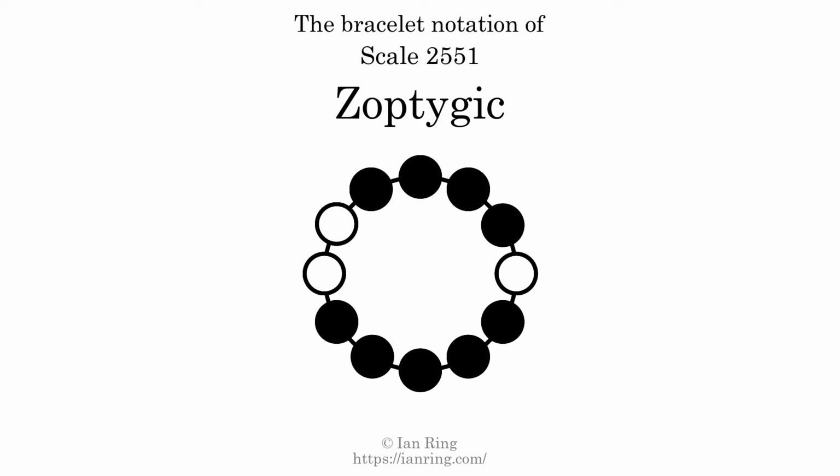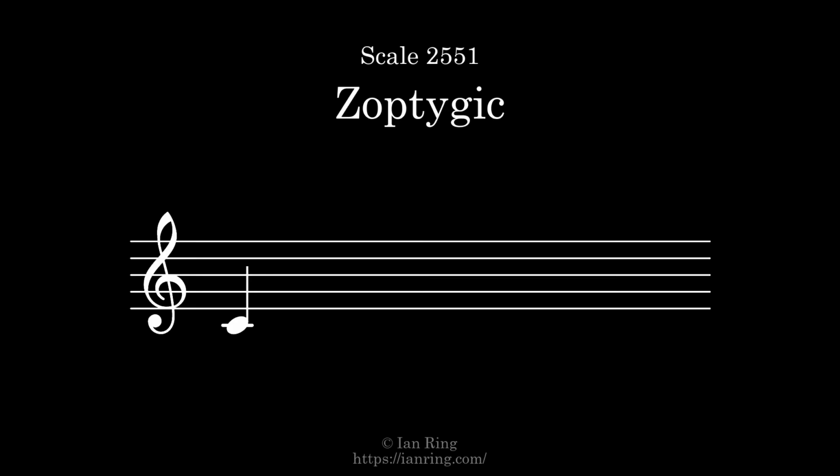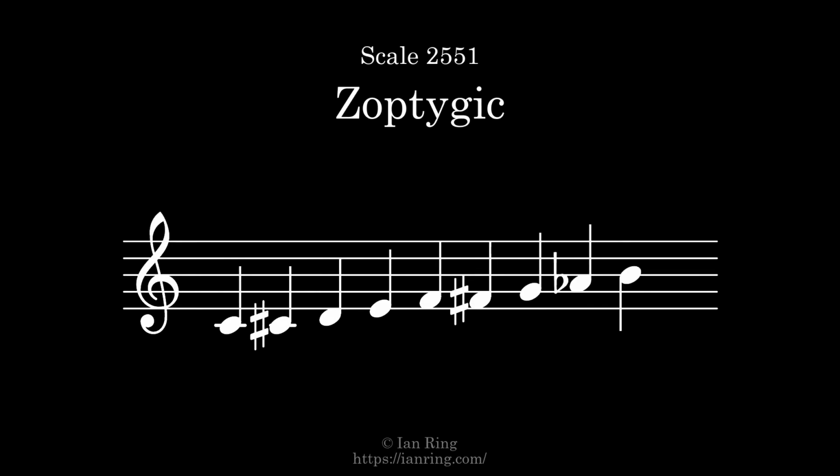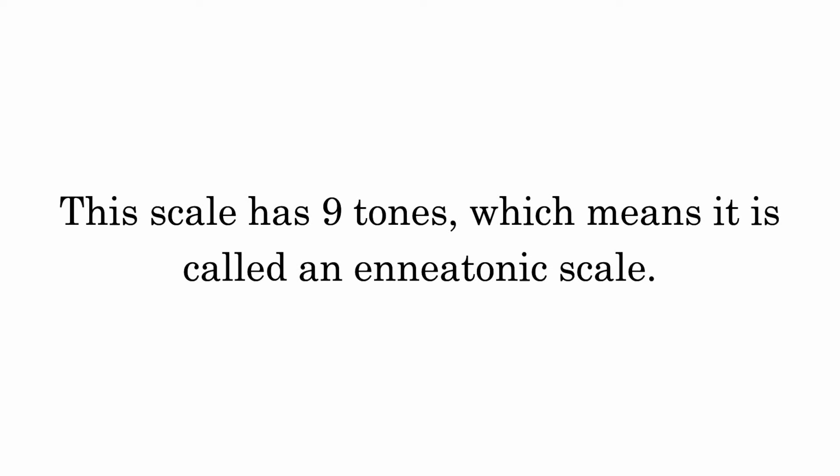2551, Zoptygic, which sounds like this. This scale has 9 tones, which means it is called an enneatonic scale.